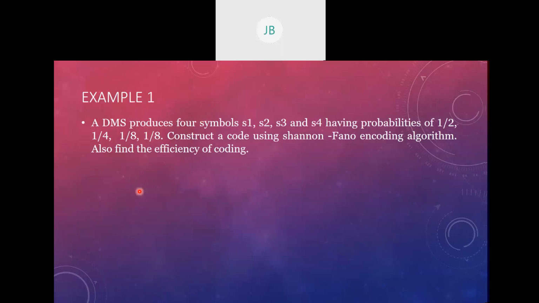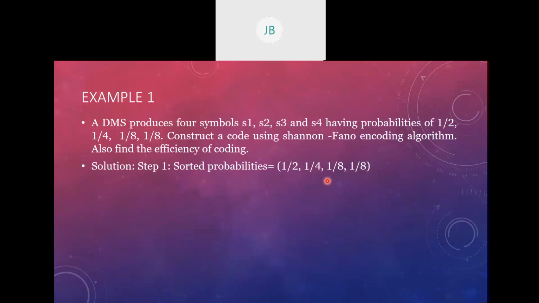So let us begin with the first step, that is, sort the probabilities in non-increasing order. Here, first we have the highest probability, and then we have the lowest probability. So these are the sorted probabilities. It happens that in the question itself, we have the required information in the sorted order.